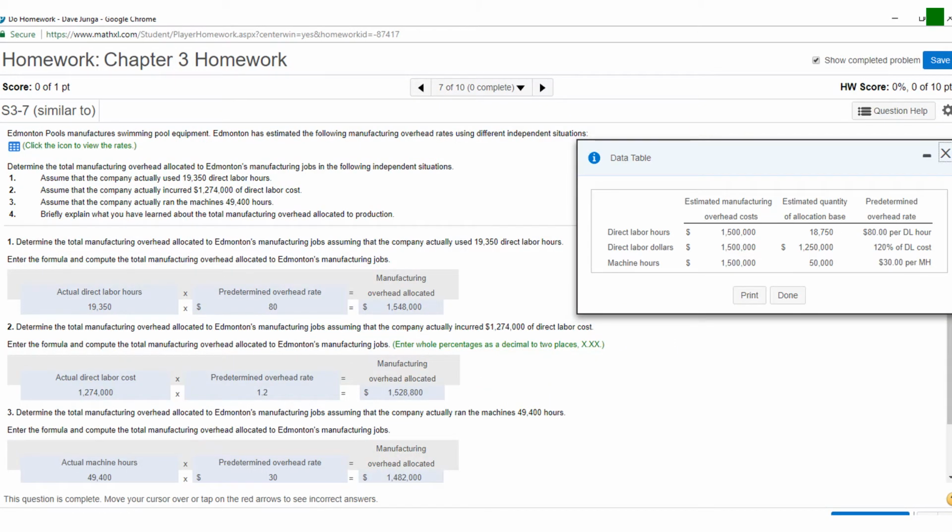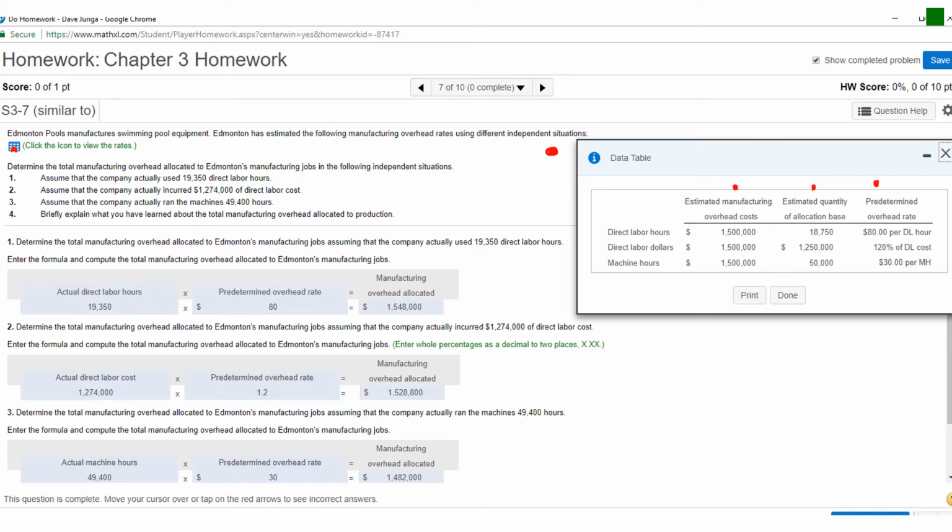Okay, so for this homework problem, they're going to give you the overhead rate, and then they want you to use it where you allocate or assign it. When you click on this icon, you get this little table. You'll notice that they've already given you the estimated overhead cost. They give you 3 different scenarios of activities: direct labor hours, direct labor dollars, or machine hours, and they've already divided to give you the rate.